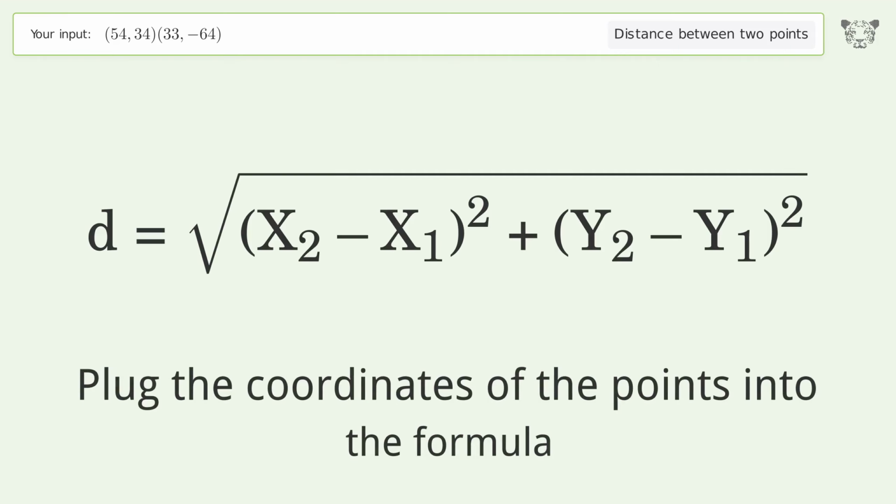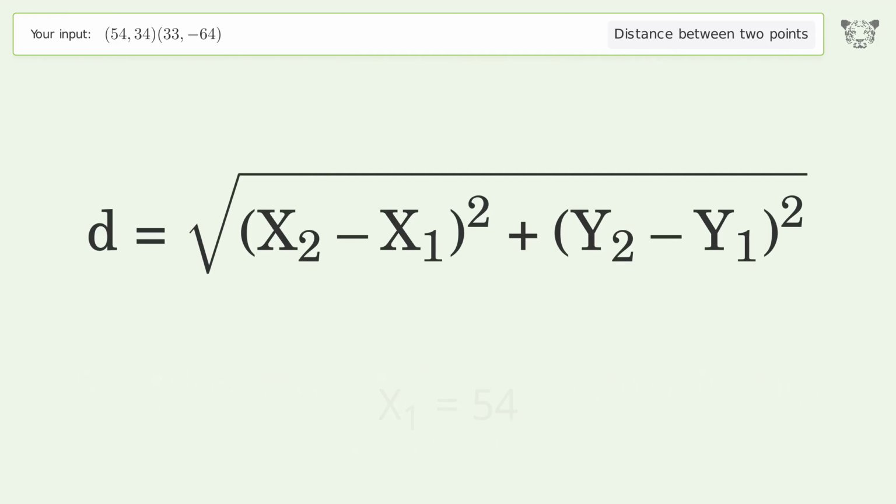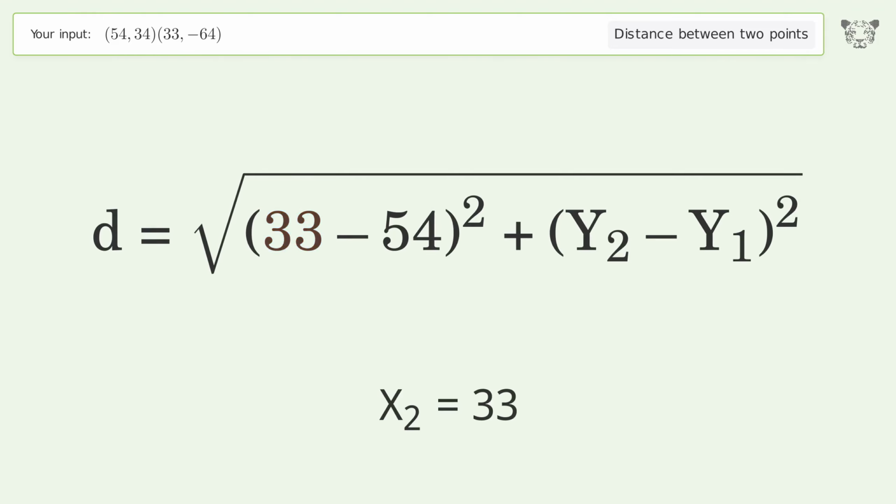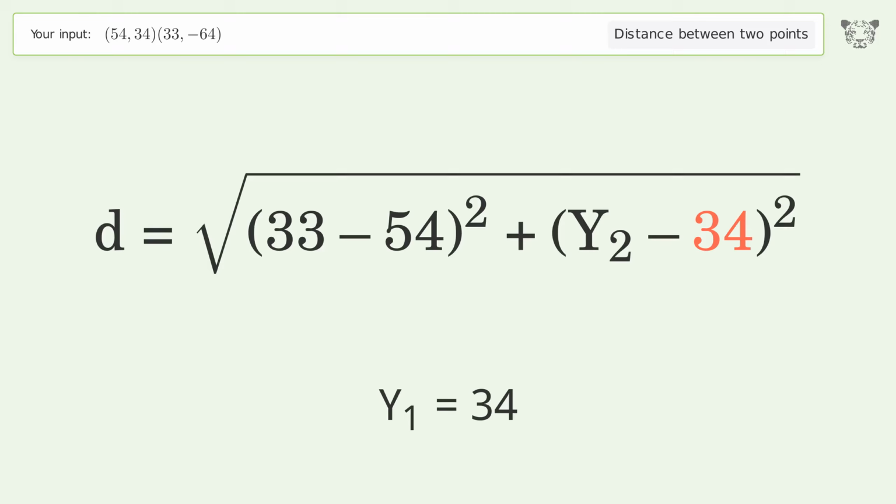Plug the coordinates of the points into the formula. x1 equals 54. x2 equals 33. y1 equals 34. y2 equals negative 64.